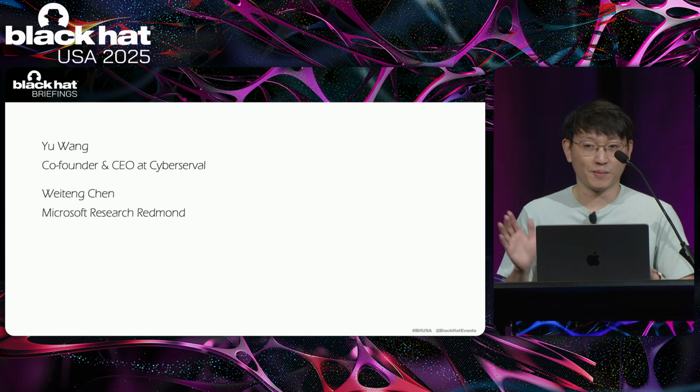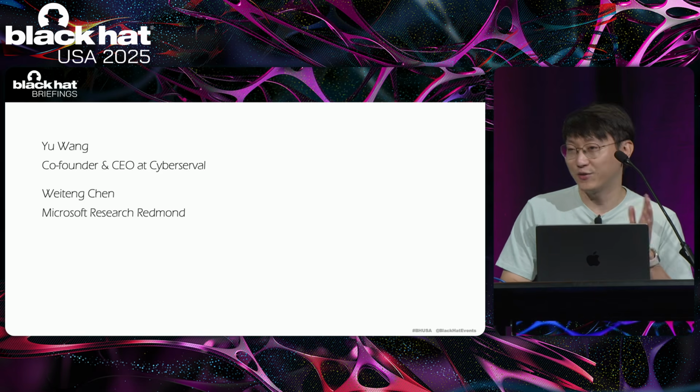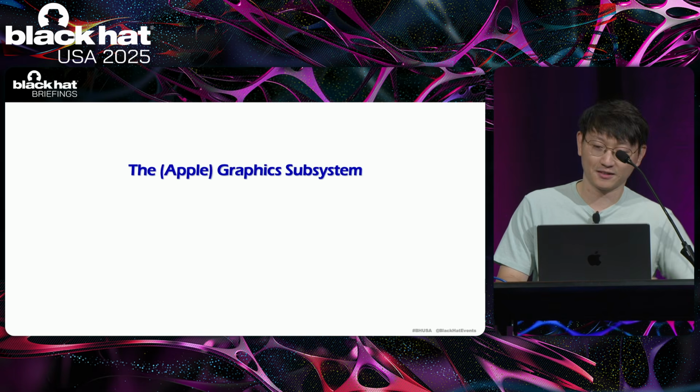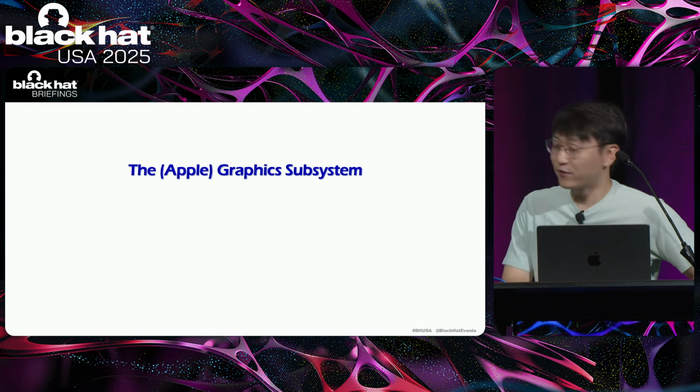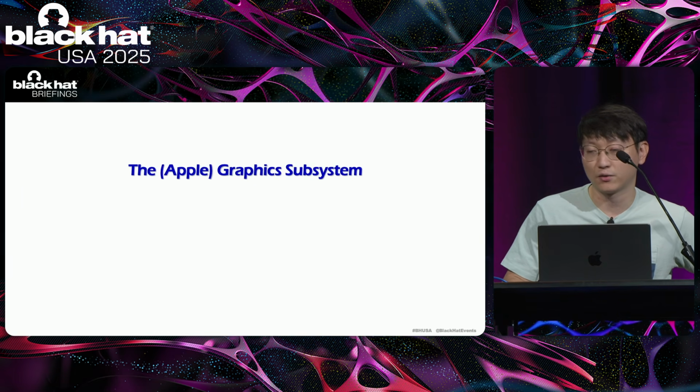So if you don't remember anything I talked about today, the only takeaway you should remember is that the graphics subsystem in Apple is a good target to start with if you're looking for zero-day bugs there. So let's first take a quick look at the architecture of Apple's graphics subsystem.